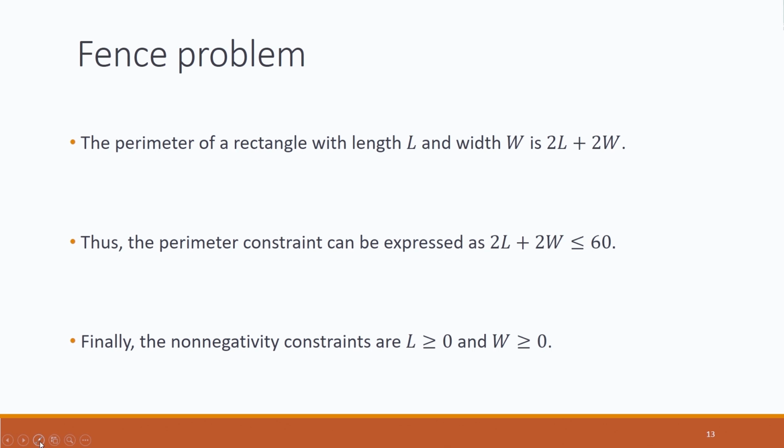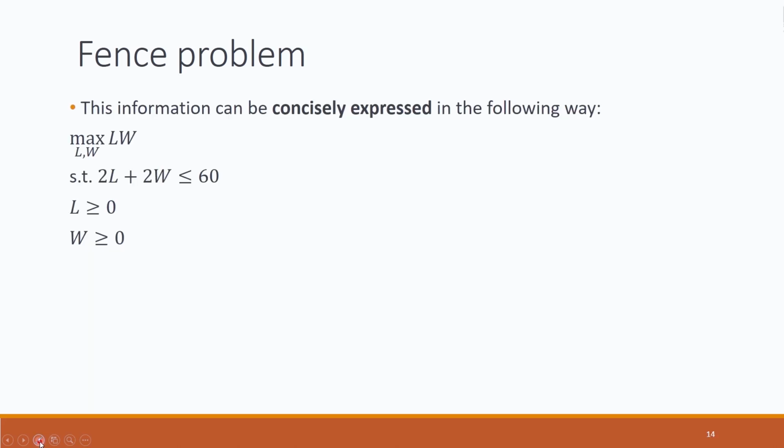We had also defined the decision variables in this problem, L which is the length of the rectangle and W which is the width of the rectangle. And then we saw these different constraints that will be there. First constraint, that the total perimeter cannot exceed 60 units, and the length and the width should be non-negative. So, we can put together this information in a systematic way. So, this is the way we actually represent this information.